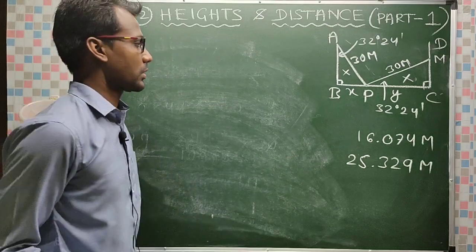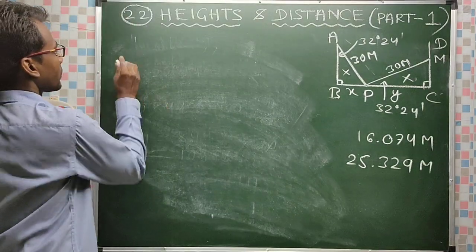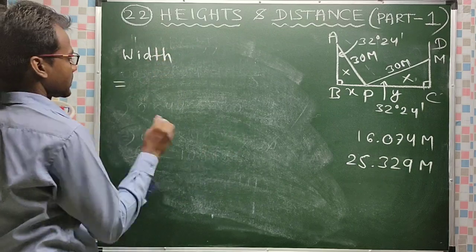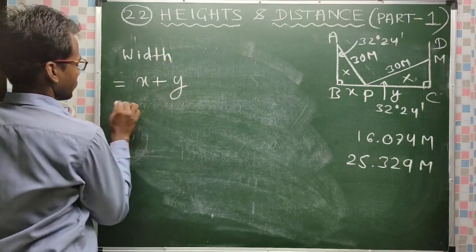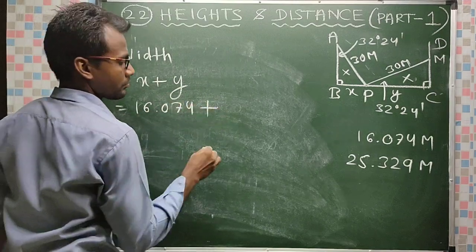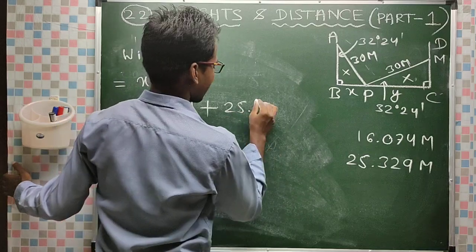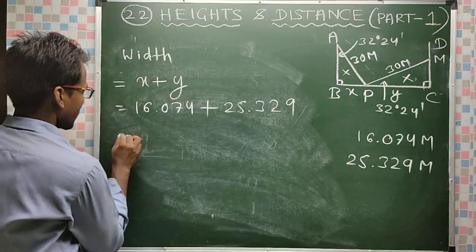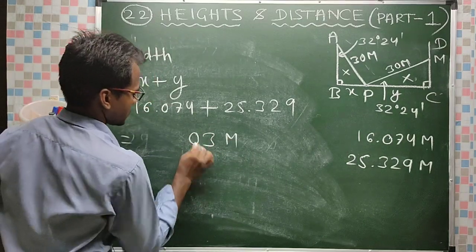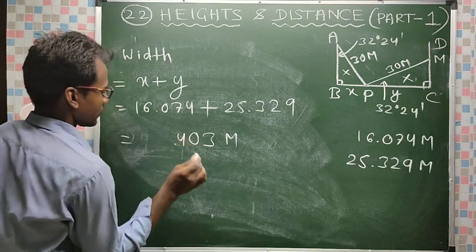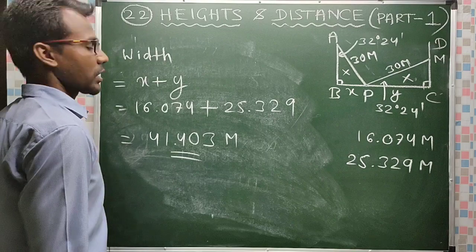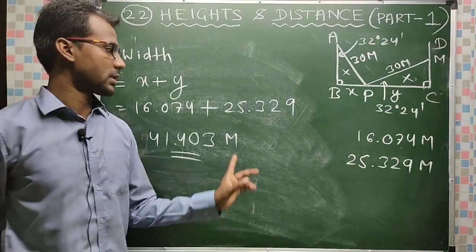So X and Y we have got. We can find BC. So width of road is equal to X plus Y, which is equal to 16.074 plus 25.329, which is equal to 41.403 meters. Okay, this is the width of the road.